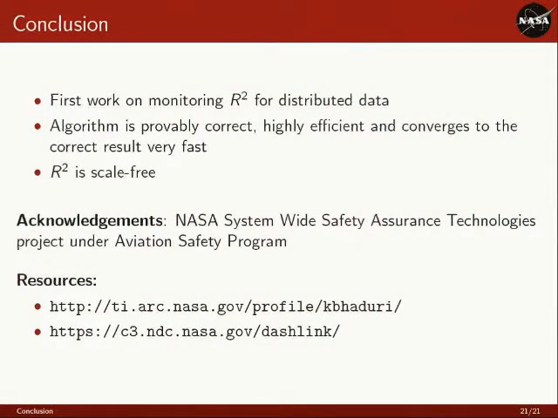So in conclusion, this is the first work, as far as we know, in monitoring R-square on really large distributed systems which are asynchronous in nature. The algorithm is, of course, provably correct. It's highly efficient and converges to the correct result. And R-square is scale-free in the sense that it lies between 0 and 1. So you can pick a number, and that's it. Unlike many of the other works on thresholding, where you have to know what epsilon is. That's very dataset dependent, even some of my earlier work was that.